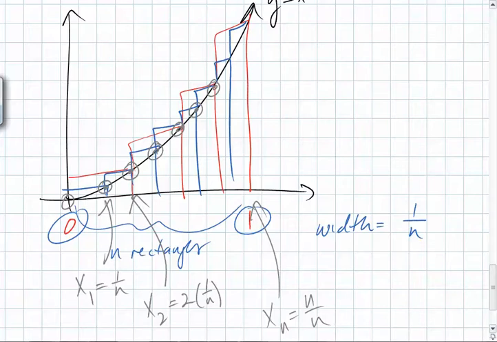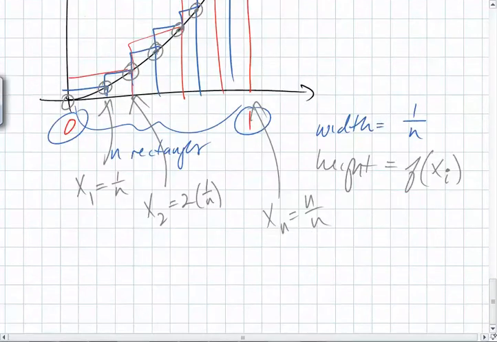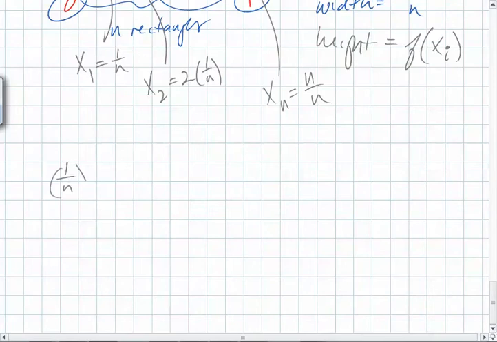So the height is just the function, and what do you plug into the function? All of those x values. What is x sub i going to represent? All of these x values. What is x sub 1? 1 over n. What's x sub 2? 2 over n. X sub 3? 3 over n. And what's x sub n? N over n. So what are we doing? We're adding up all these rectangles. So what's the area of the first rectangle? 1 over n times the function evaluated at what?